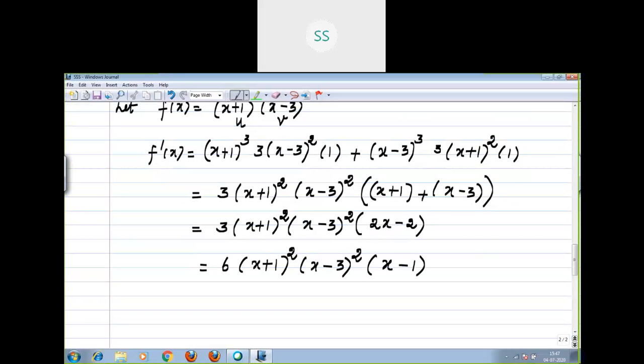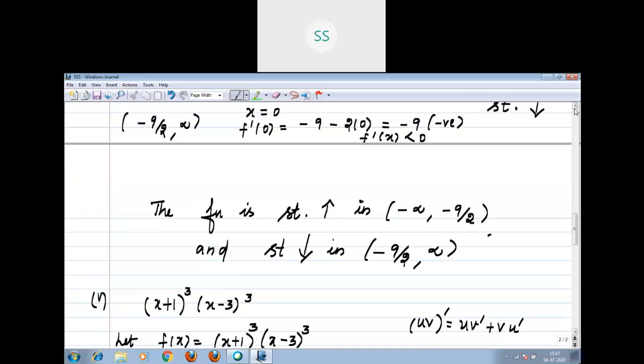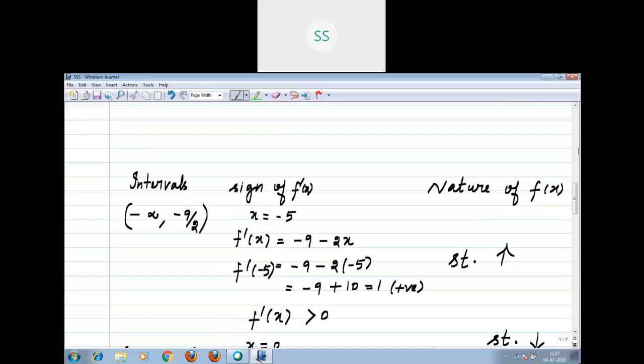Again I repeat, x plus 1 the whole cube, x minus 3 the whole cube. UV product rule. First one, x plus 1 the whole cube you keep as such. Second one, you are differentiating using the derivative of x power n, so 3 into x minus 3 the whole square. Next you keep the next stage, right? What is it? x minus 3 the whole cube you keep as such. x plus 1 you are differentiating, right?